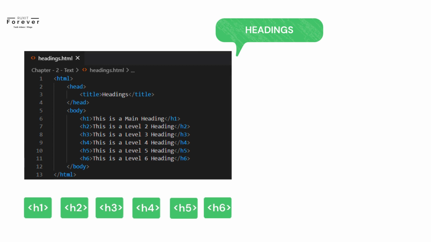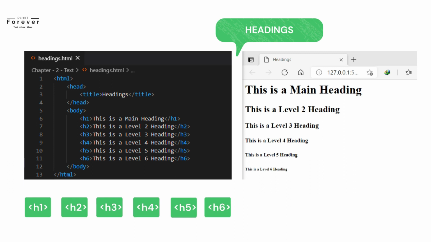Browsers display the contents of headings in different sizes. The contents of an H1 element are the largest, and the contents of an H6 element are the smallest. The exact size at which each browser shows the headings can vary slightly. Here you can see the HTML code for headings on the left side and on the right side its output.